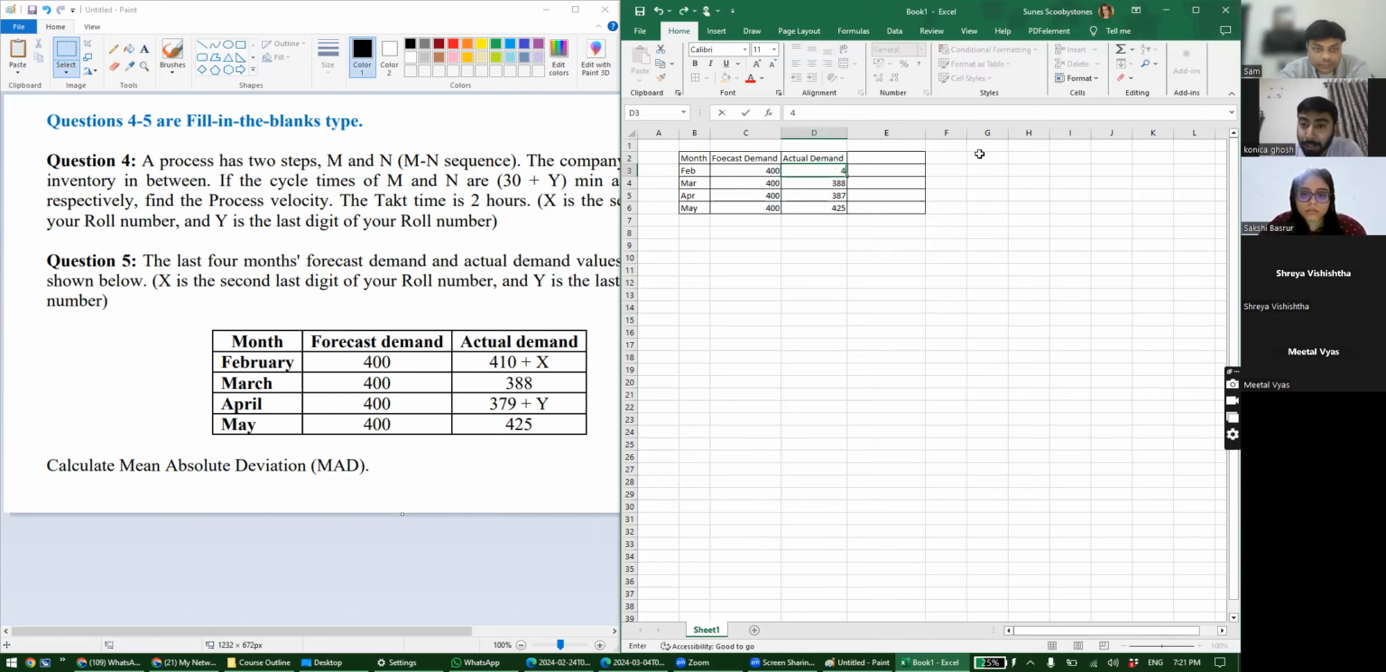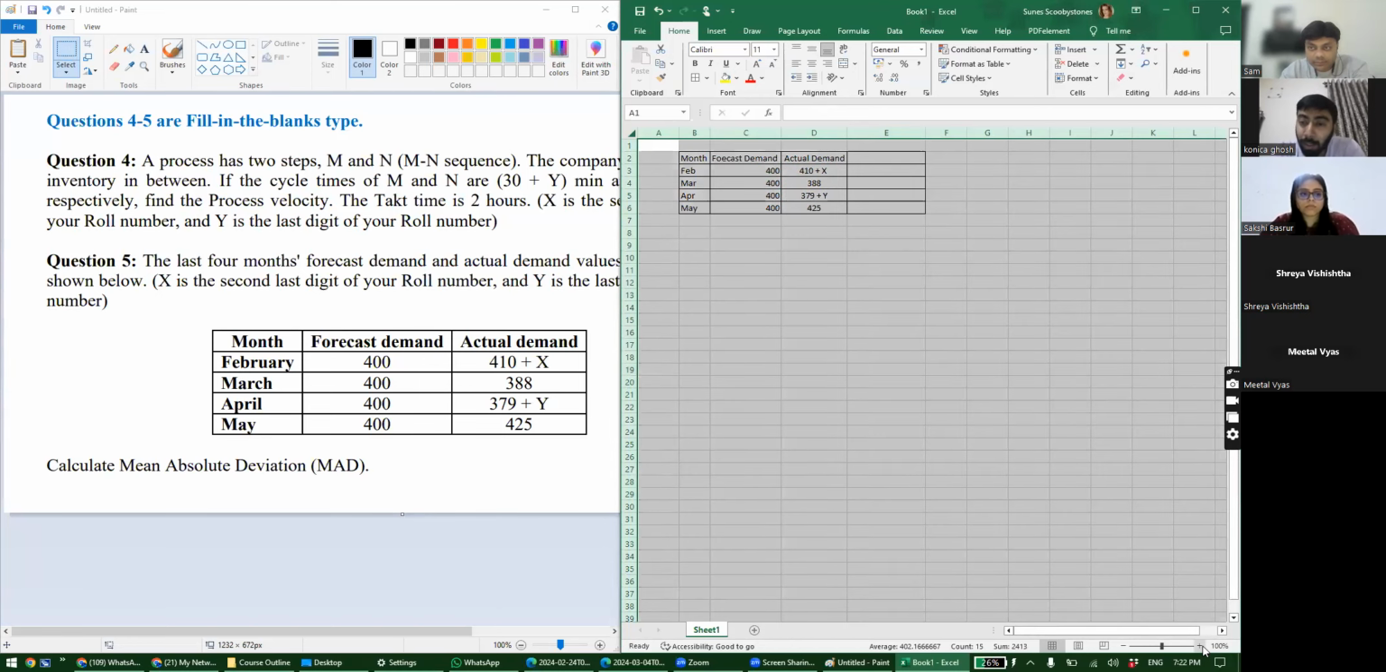Put the plus sign, put a space. After 410, put a space. Then put the plus sign. Then put a space and do X. Type the X letter. Same thing you do in this one, 379, space plus Y. Now it is the same, right?